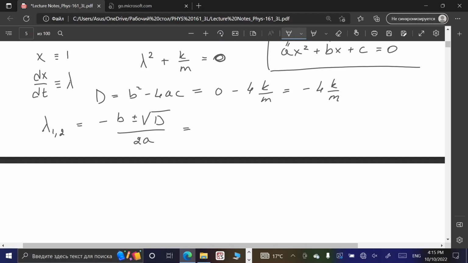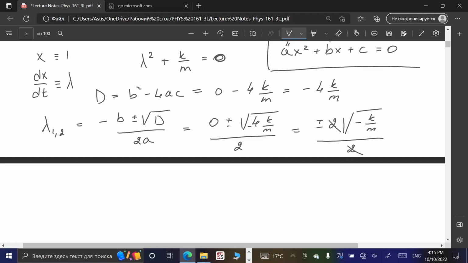So this will give us 0 plus minus square root of minus 4 times k over m, divided by 2, because a is equal to unity. So we end up here with plus minus 2 square root of minus k over m divided by 2. We can cancel out these 2, and finally we have plus minus square root of minus k over m.